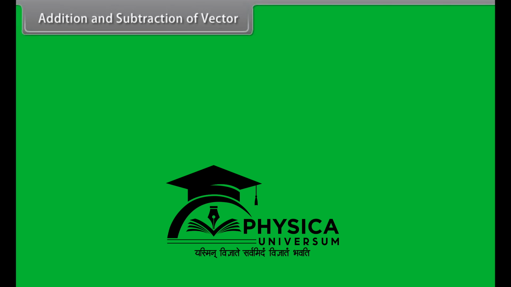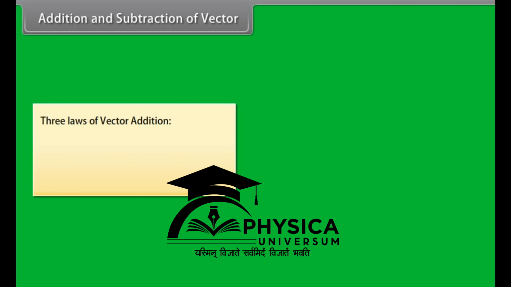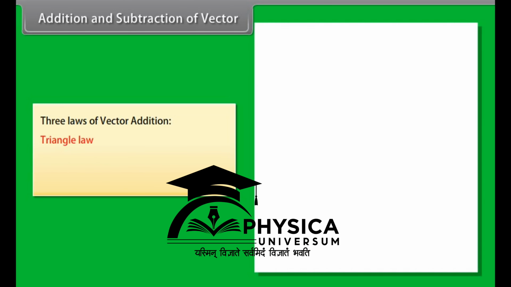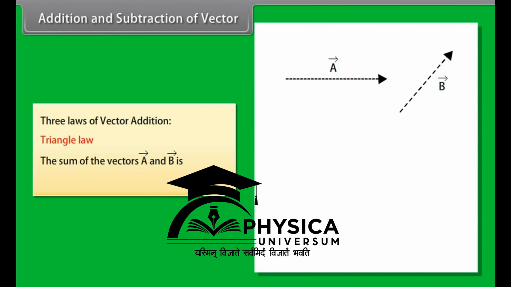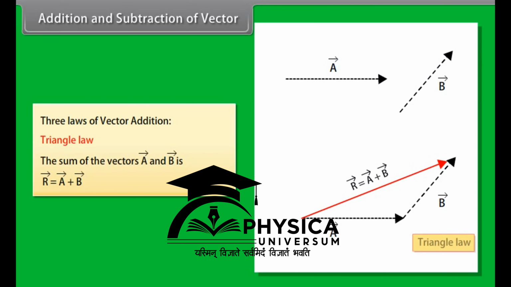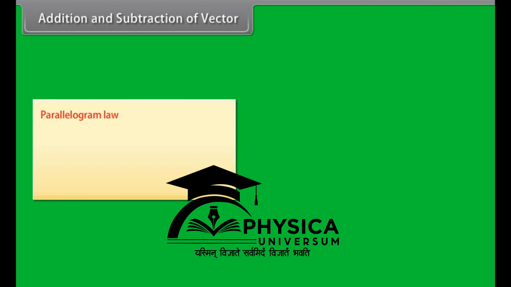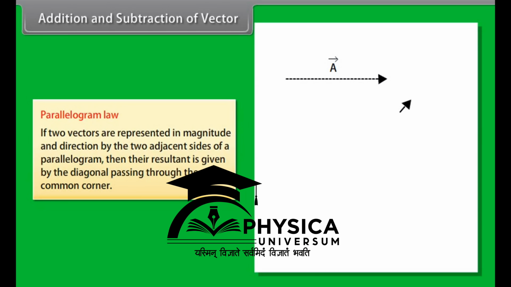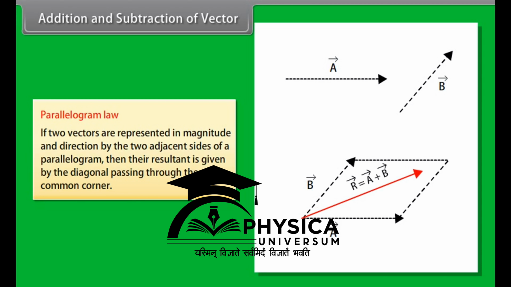Addition and subtraction of vectors. Vector addition is done with the help of 3 laws. A. Triangle law. The sum of the vector A and vector B is R vector is equal to A vector plus B vector. B. Parallelogram law. If 2 vectors are represented in magnitude and direction by 2 adjacent sides of a parallelogram, then their resultant is given by the diagonal passing through the common corner.